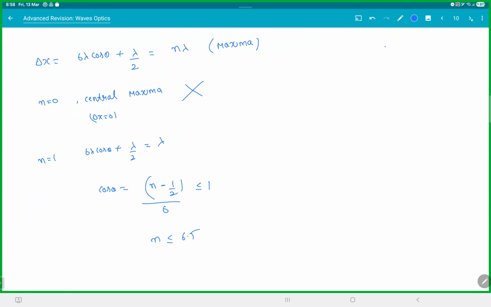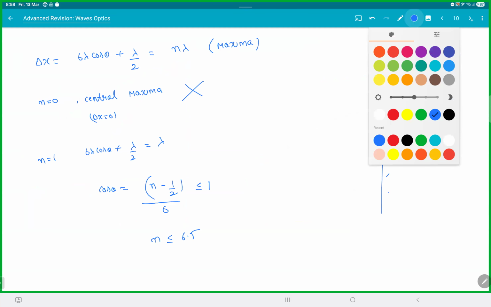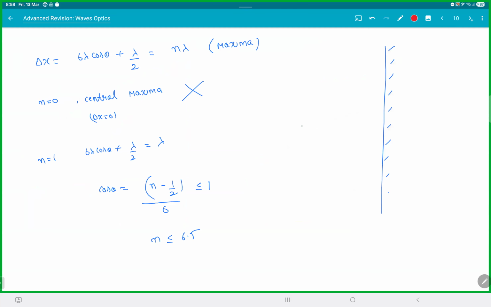So where are these numbers lying? This is the source, this is the image. So when you go here, just put theta is equal to 0. If I put theta is equal to 0, what will I get? I will get 6 plus half, no? So if you put theta is equal to 0, I'll get n is equal to 6.5. This is a minima.